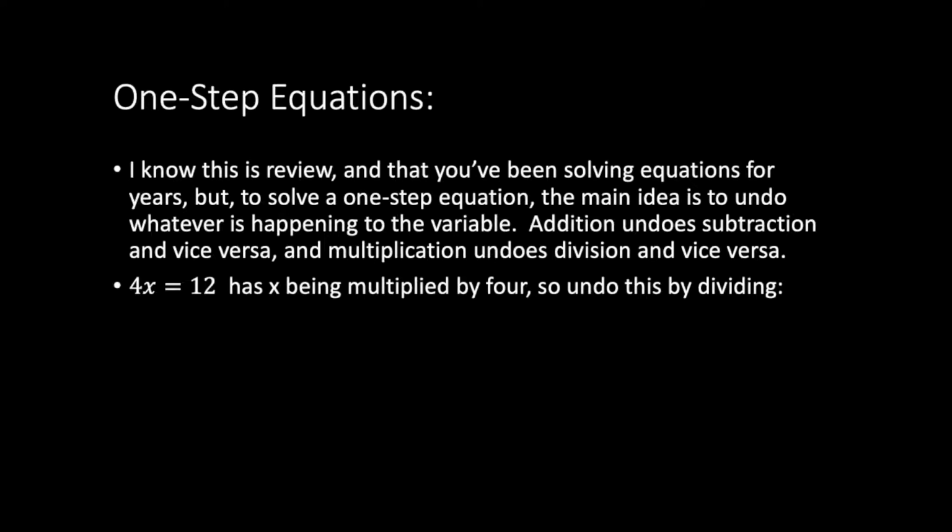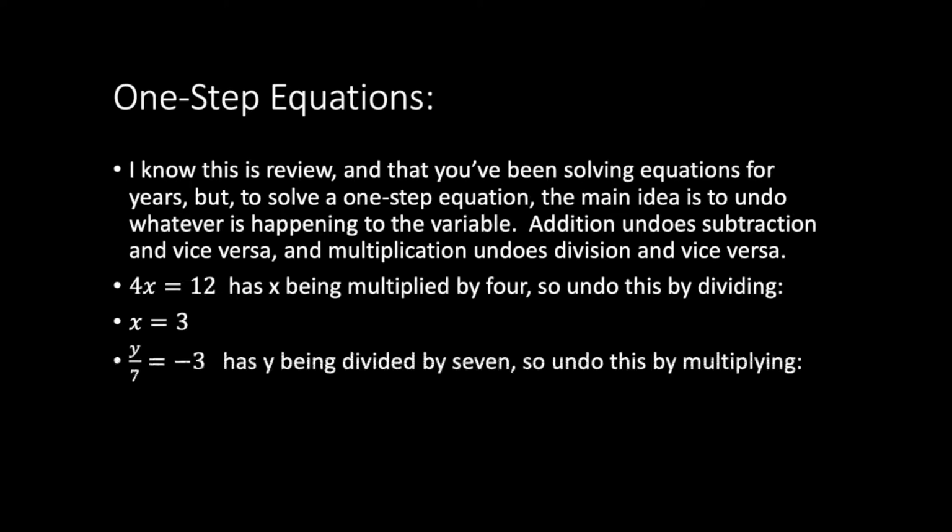So for example, if we had an equation like 4x equal to 12, this is x being multiplied by 4. So you'd undo this by dividing. And when you divide, you need to divide by the same thing you're multiplying x by. So if you divide the left-hand side by 4, well, 4x divided by 4 gives you 1x. On the right-hand side, 12 divided by 4 gives you 3.